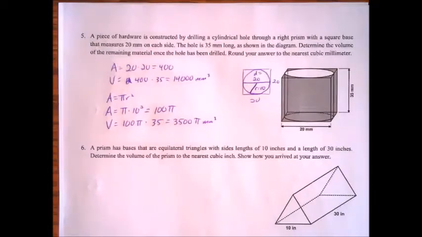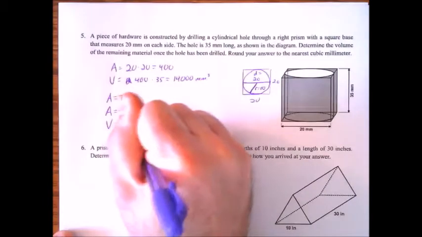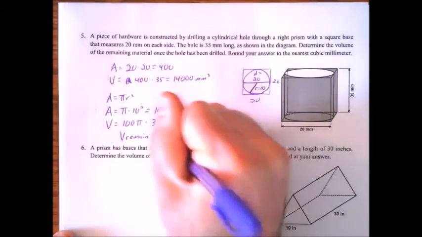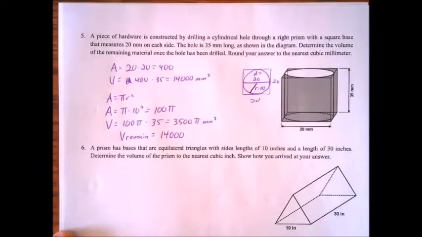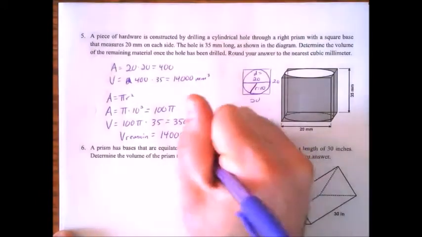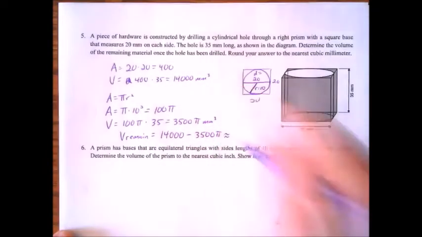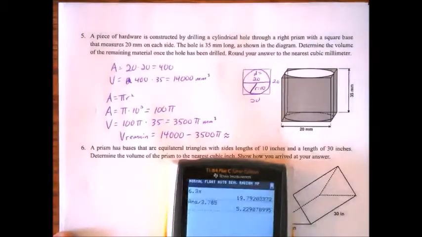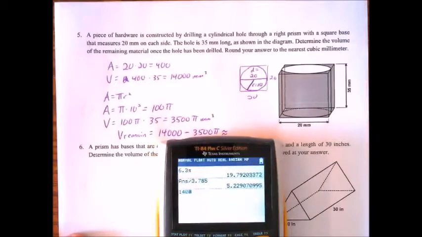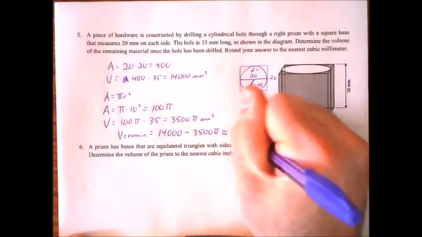So finally, to figure out what is left, the volume remaining, we're going to take the 14,000 cubic millimeters of the square prism, subtract the 3,500 pi cubic millimeters of the cylinder, and it does say to round to the nearest cubic millimeter, so let's do that. We got 14,000 minus 3,500 times pi, and that's going to give us 3004.4, which rounds to 3004 cubic millimeters.